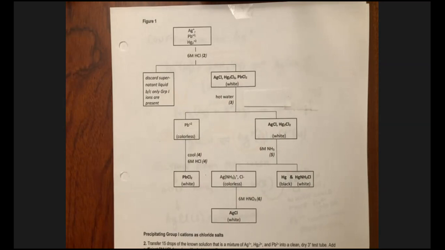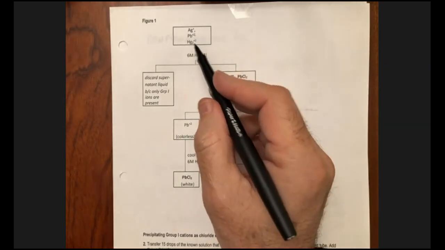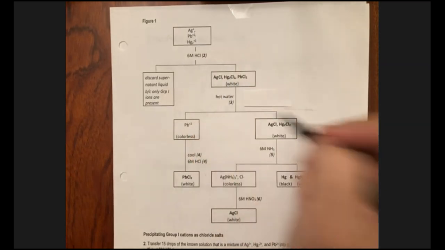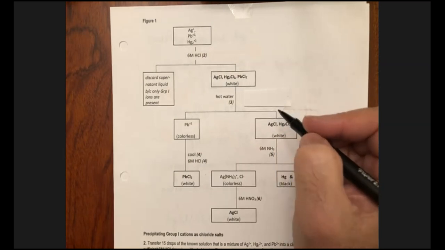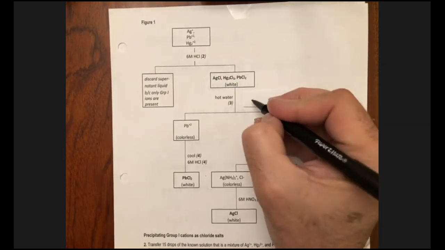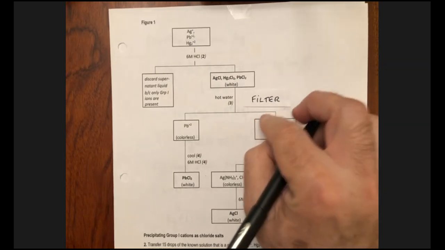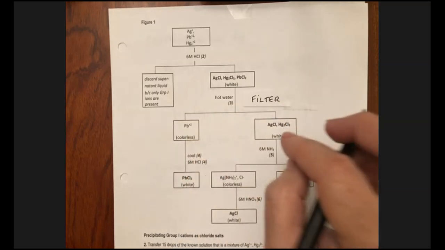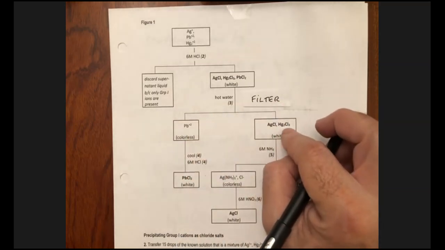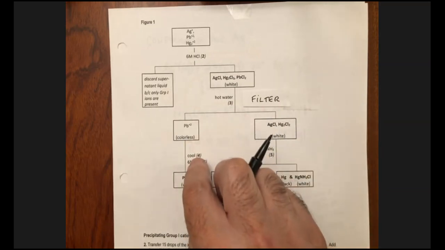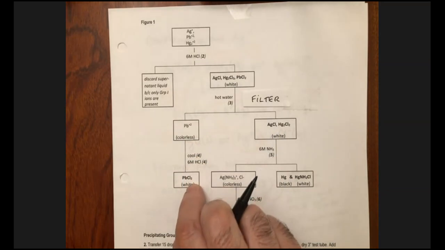The only thing that's missing here is remember that after we precipitate the initial mixture with HCl and we have our precipitate and we dissolve in water, at this point we have to filter it. We're going to get a filtrate that should have the lead 2 ions and a residue that has the silver and the mercury 1 chlorides, right? Notice that here we're going to cool the lead mixture, add some more HCl, and if we see a precipitate, that confirms that we had lead 2 chloride.